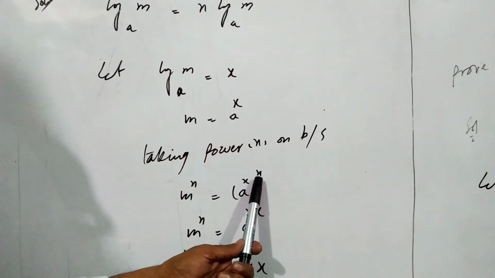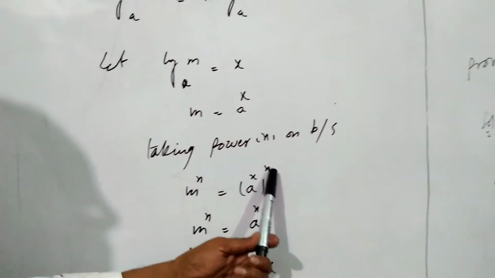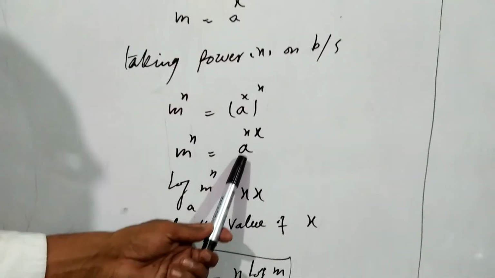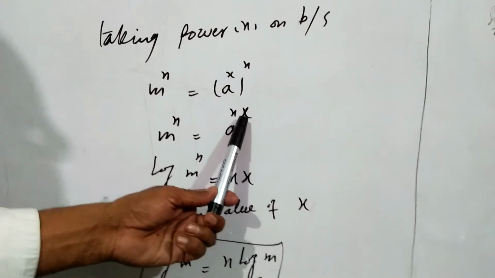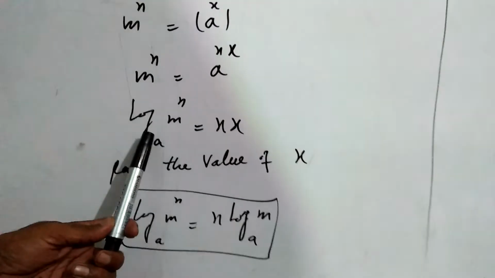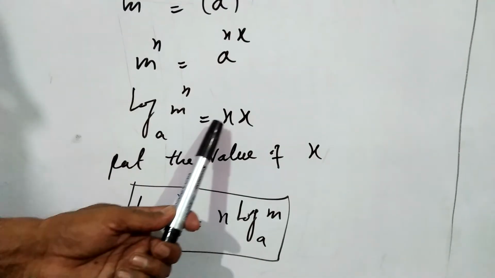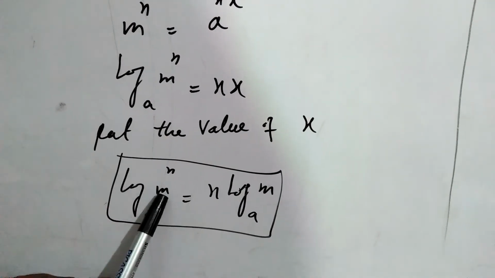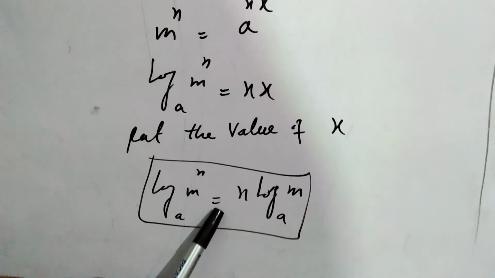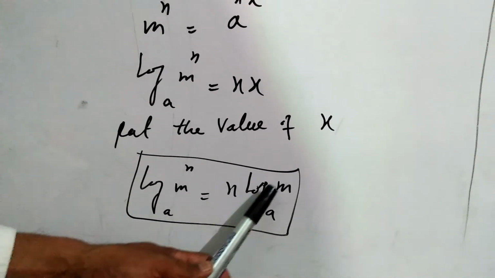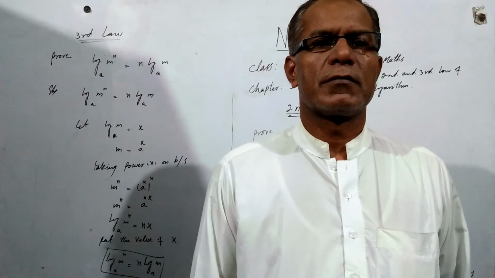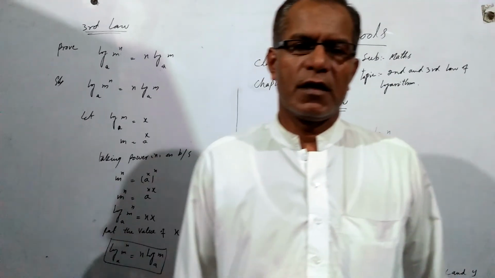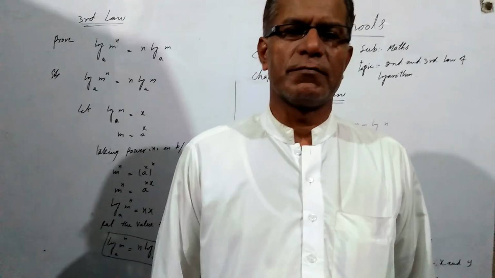Power of power, in this case these two powers will multiply to each other. So finally we get m power n is equal to a power nx. Its logarithmic form is log m power n base a is equal to nx. By putting the value of x, we get log m power n base a is equal to n log m base a. Students, I hope you will understand these two laws of logarithm.